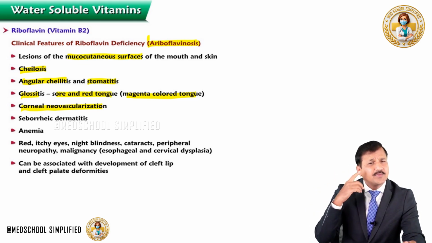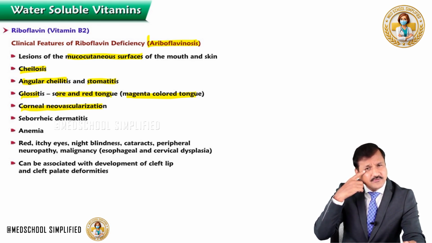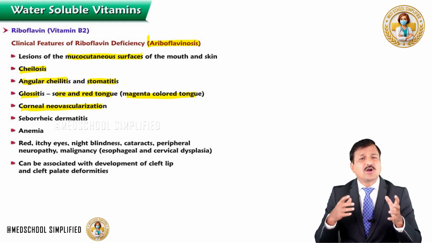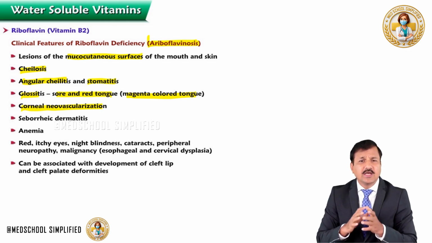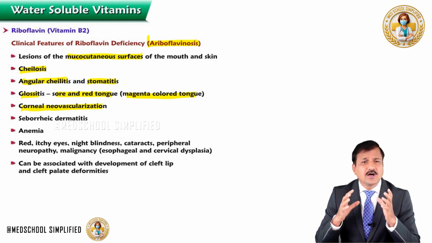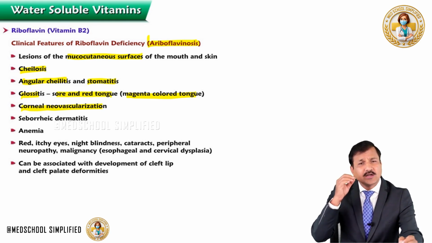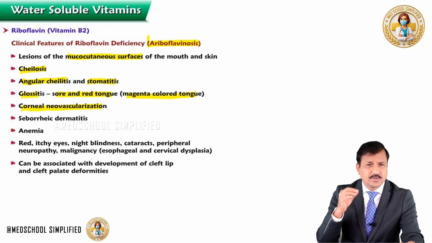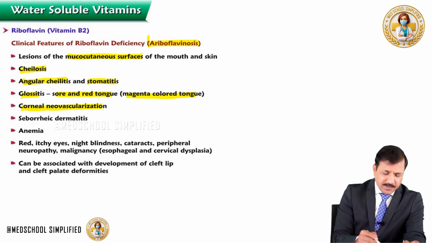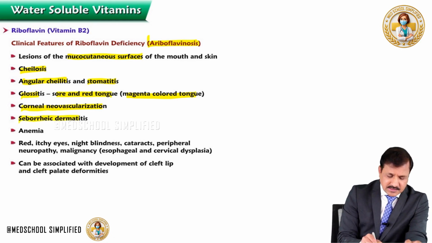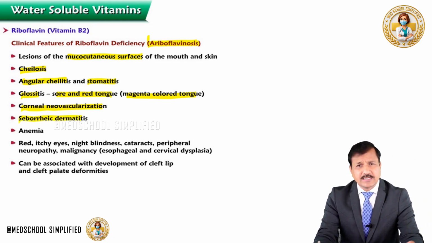So what happens here in riboflavin deficiency, new blood vessels will run from the sclera, which is the white part of the eye, all the way towards the cornea and over the cornea. So new blood vessel formation over the cornea is called corneal neovascularization, which is a characteristic feature of riboflavin deficiency. Otherwise, remember, under normal conditions, the cornea is an avascular tissue. Okay. And then patients with riboflavin deficiency will have seborrheic dermatitis.